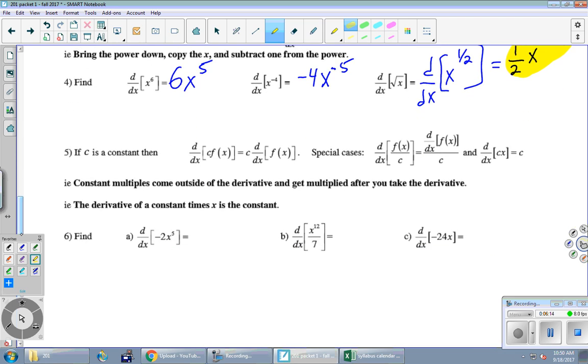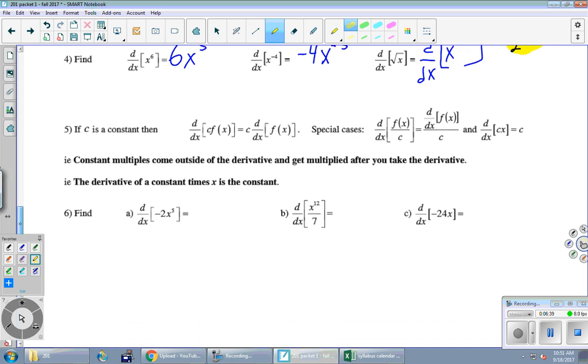Next up, if c is a constant, then the derivative of a constant times a function, f of x, is the same as the constant times the derivative of f of x. So said another way, if you have a constant being multiplied by some function, you can bring that constant right to the front and it just hangs out there waiting to multiply by the derivative of the function itself, okay? This one's going to be really useful for us. So let's try this and then we'll look at the 2 special cases over there.